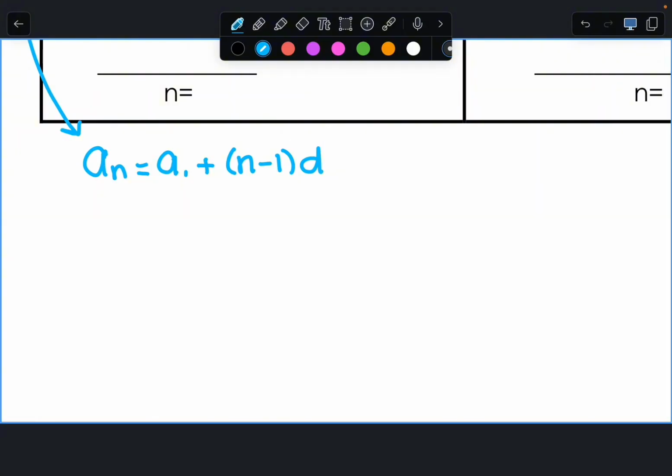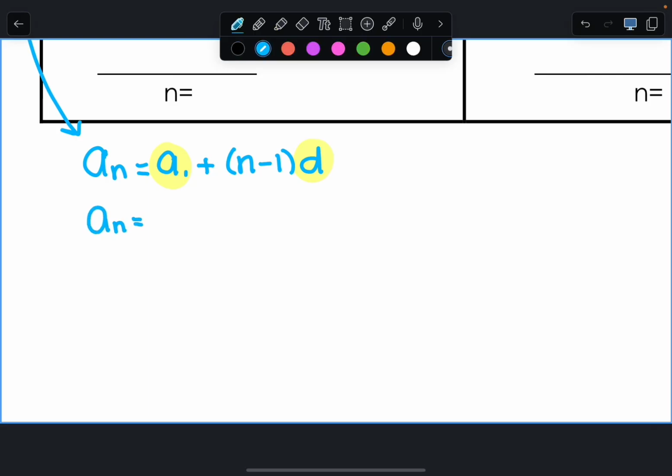All right. As confusing as this formula looks, there are only two spots where you're going to plug numbers in. We look for a sub 1 and we look for d. That's the only spot where you're going to plug numbers in. Okay?